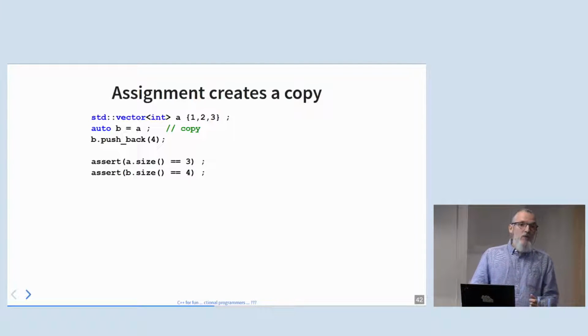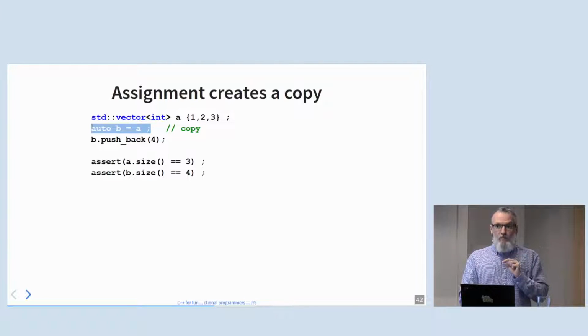An assignment creates a copy. I have here a vector, or I could have any object of any complex type. And if I make an assignment here, a copy happens. So I don't share data. If I change B now, A stays unchanged.